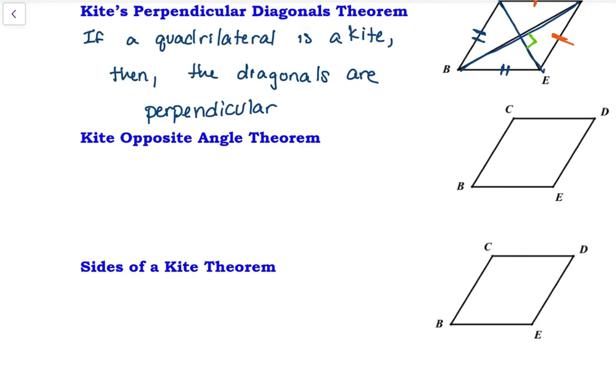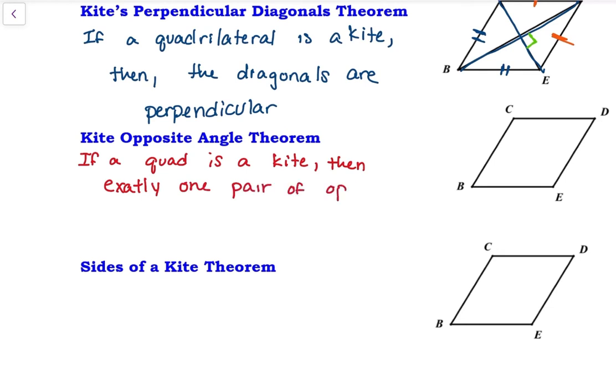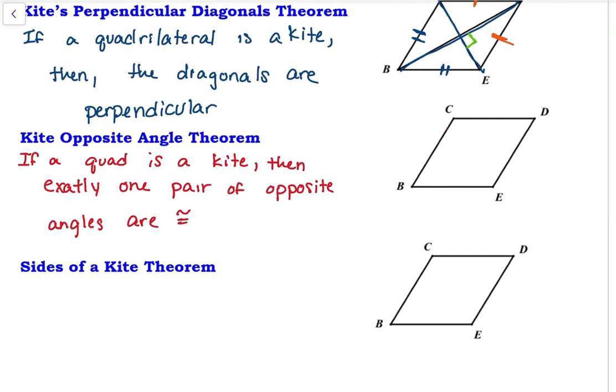The kite opposite angle theorem says that if a quadrilateral is a kite, then exactly one pair of opposite angles is congruent. So if this was my kite and I was saying that these two are the same and then these two are the same, my pair of opposite angles that would be the same would be C and E. Just exactly one pair. The other angles do not have to be the same, just one.